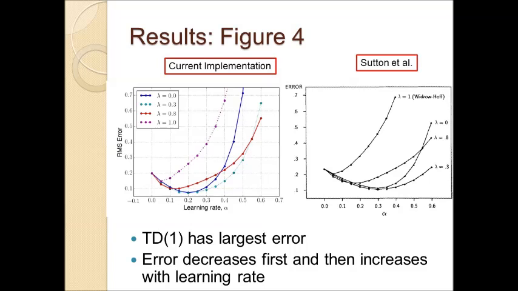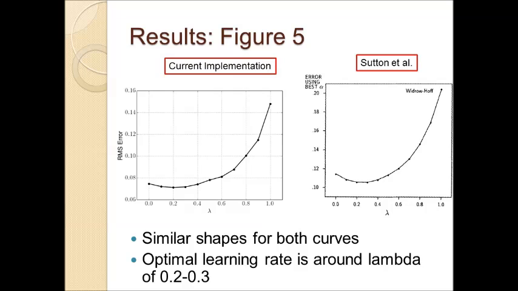Shown here is a comparison of the results for figure 4. We notice that the general trends are the same, although the results do not match exactly for some of the lambda. Shown here are the results for figure 5. Again, the shape of the curves and the trends are the same, although there are small differences. Unlike experiment 1, we notice that the error is smallest for lambda around 0.2 to 0.3 instead of lambda equal to 0.